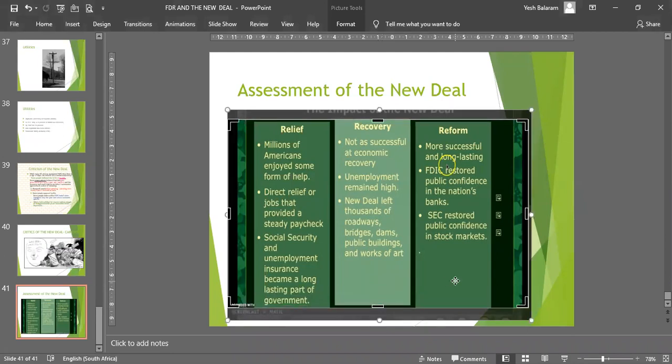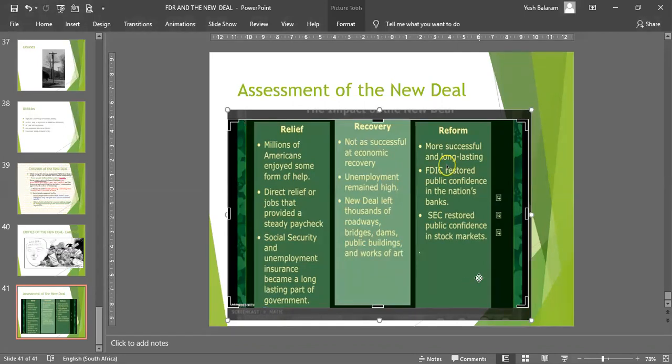In terms of recovery, it was not as successful at economic recovery. That's the New Deal. Unemployment remained relatively high, although there were many jobs created. It left thousands of roads, railways, dams, and public buildings as works of art. So they were created but not used extensively. In terms of reform, that's long-term change. It was more successful and long-lasting.